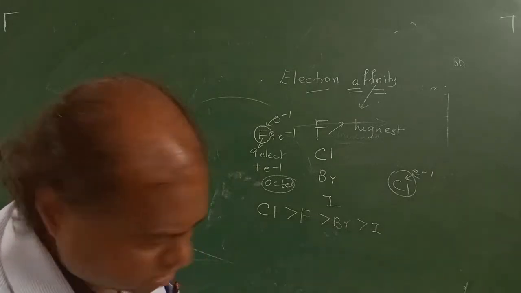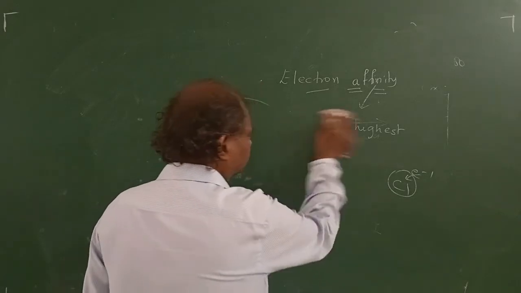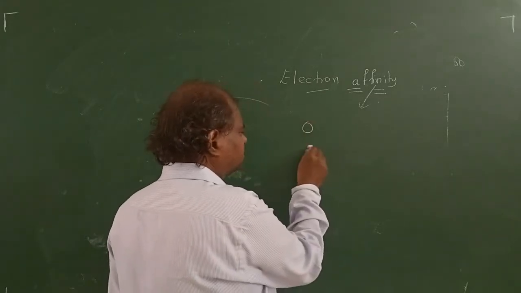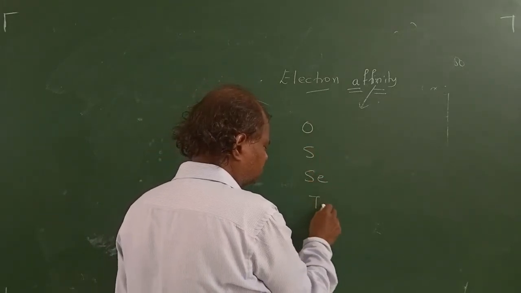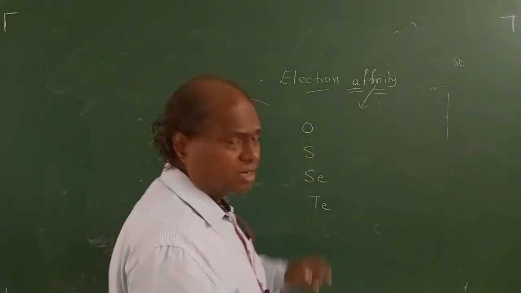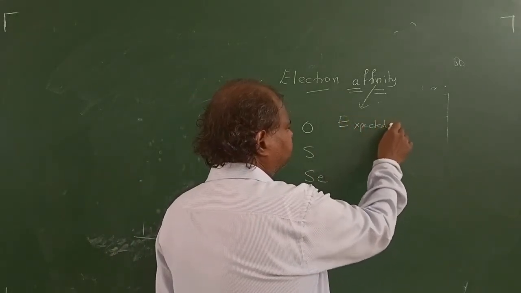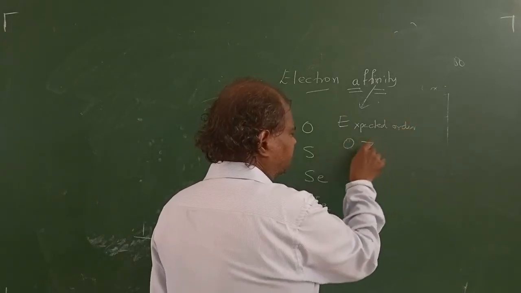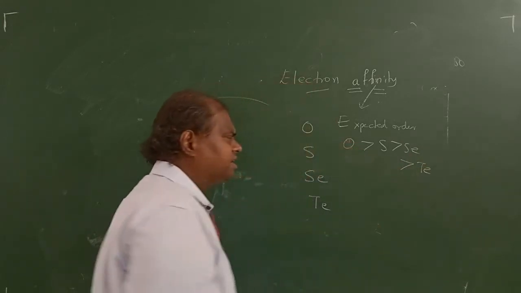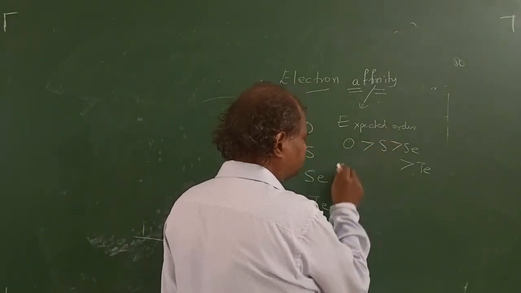Now this problem continues in the other periods also. Have you copied down? In fact, if you see the oxygen family: oxygen, sulfur, selenium, tellurium. You will be very surprised. What is the expected order? Oxygen greater than sulfur, greater than selenium, greater than tellurium. Am I right? This is what we expect, that oxygen should have the highest, but there's a very drastic change. This is what is expected.